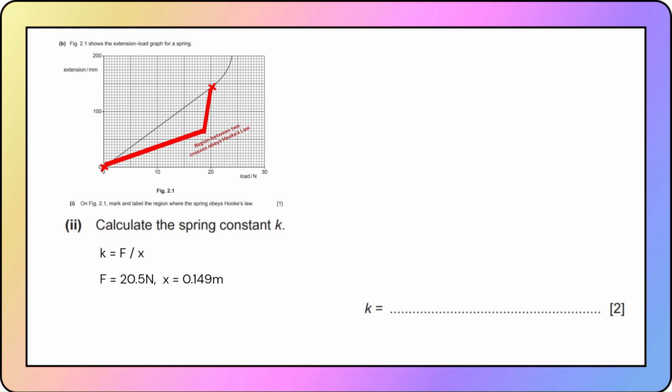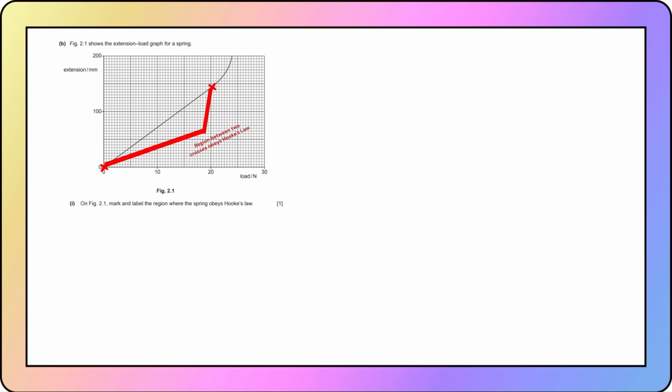Next, input the values into the equation. K is equal to 20.5 divided by 0.149, which would give us 137.58. Rounding that to two significant figures, we get 140 newtons per meter as our final answer.